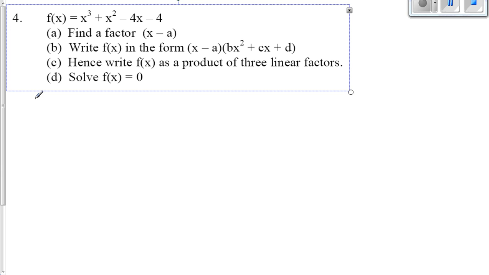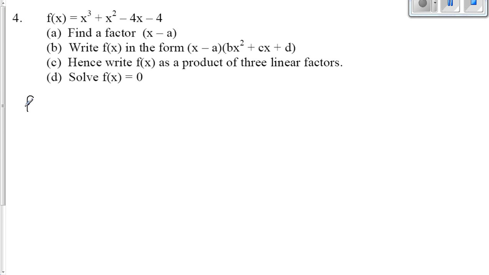Well, same idea for question 4, but this time we've actually got to figure out the numbers ourselves. So I always start with 1. It's reasonably easy. It might be right. Well, we got 1, add 1, take away 4, take away 4. That's not 0. So that tells us x minus 1 isn't a factor.